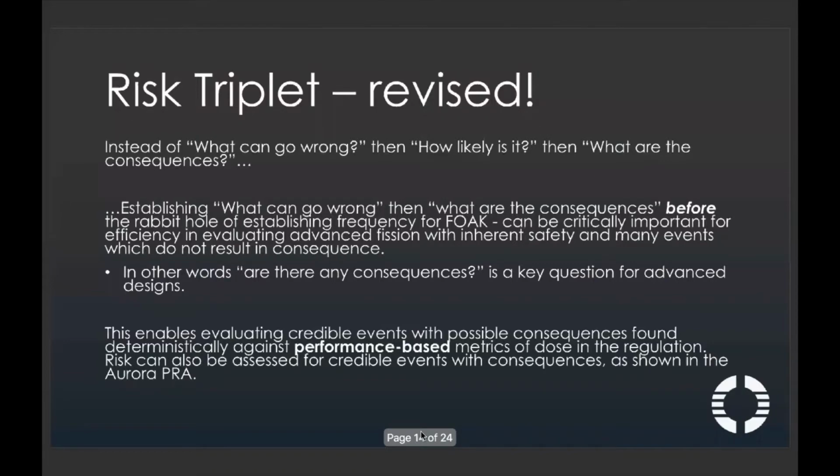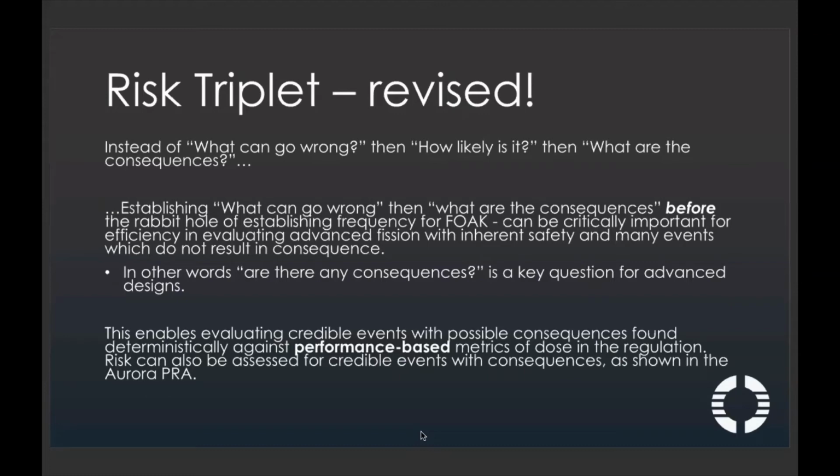Last for this section, and then maybe I'll see if there's another question or two, is a new way. We really felt like there needed to be a consideration of a new order in which to consider the risk triplet. Instead of what can go wrong, then how likely is it, then what are the consequences, talking about what can go wrong and then what are the consequences first before trying to establish frequency, which can be a challenge when you have first of a kind reactors. You don't have a broad database of data in a wide range of ways.